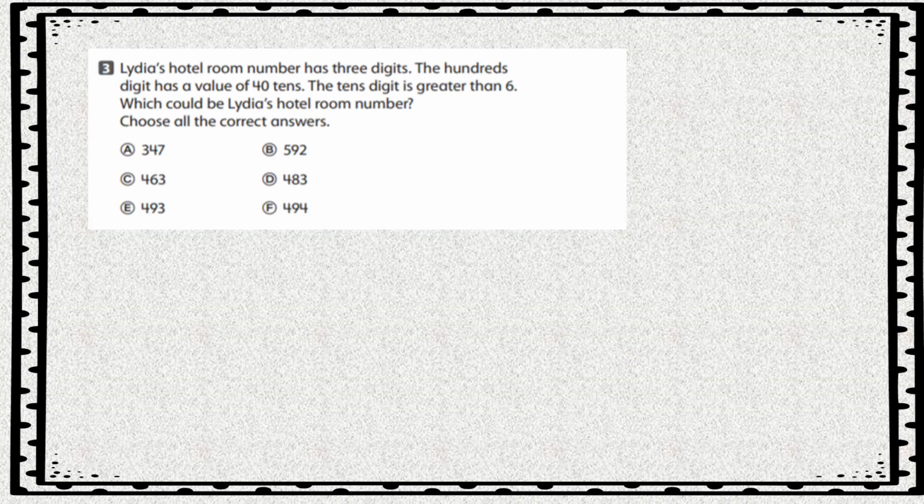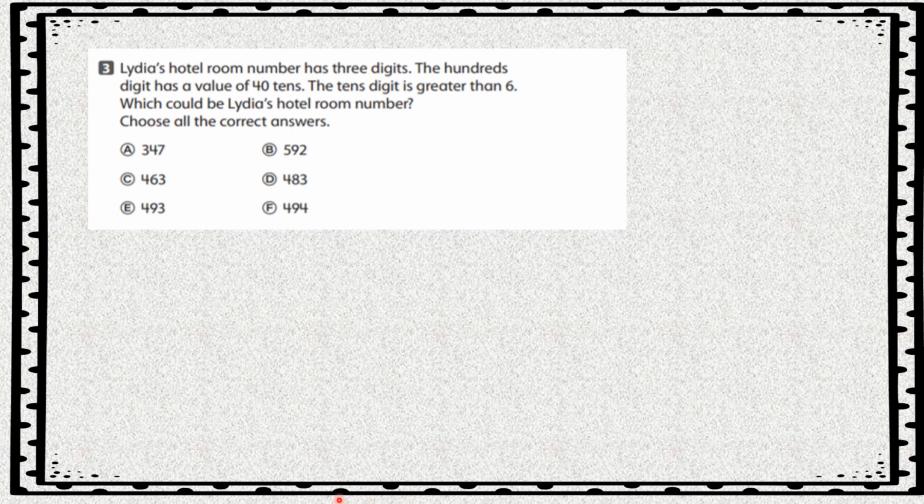All right, boys and girls, pay close attention. This is a very difficult problem, and it's one of those problems where they're trying to see if you can read and comprehend and tear a problem apart, break it into pieces to come up with the answer, because it's more than one step. All right, it says Lydia's hotel room has 3 digits. The hundreds digit is a value of 40 tens. The tens digit is greater than 6 tens. What could Lydia's hotel room be? Choose all the correct answers.